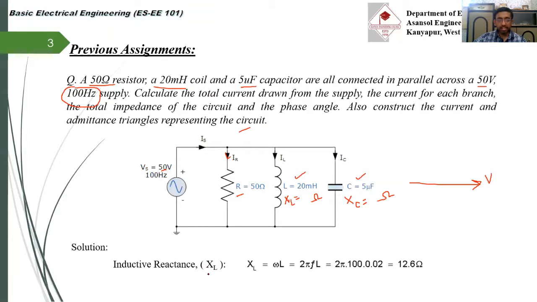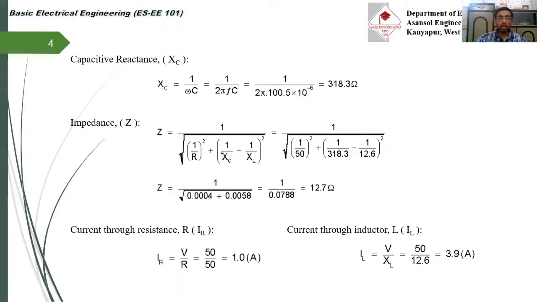That is inductive reactance XL, that is XL equals omega L, 2 pi F into L. What is the F value? F is the frequency, that is 100 hertz, correct? So 2 pi into 100 into 0.02, that means 20 millihenry. So the final value of XL is 12.6 ohm. Fine. Next, calculate the value of XC, that is 1 by omega C. So its value is 318.3 ohm.